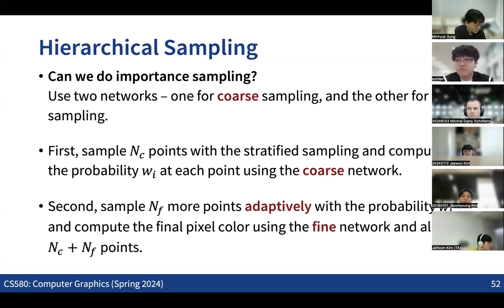One is the coarse sampling network, which gives some rough idea about the probability. Once we get the predicted probability along the ray, we use this information for adaptive sampling, and then do another calculation using a larger number of samples. So this is also a technique utilizing importance sampling in the volume rendering pipeline.